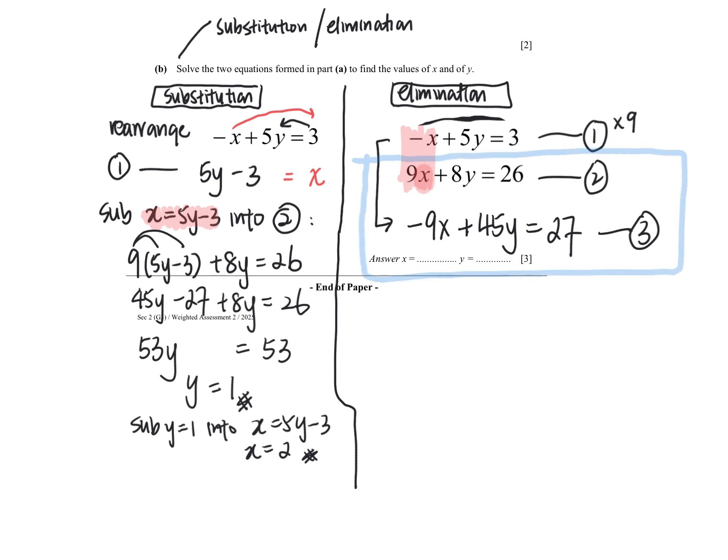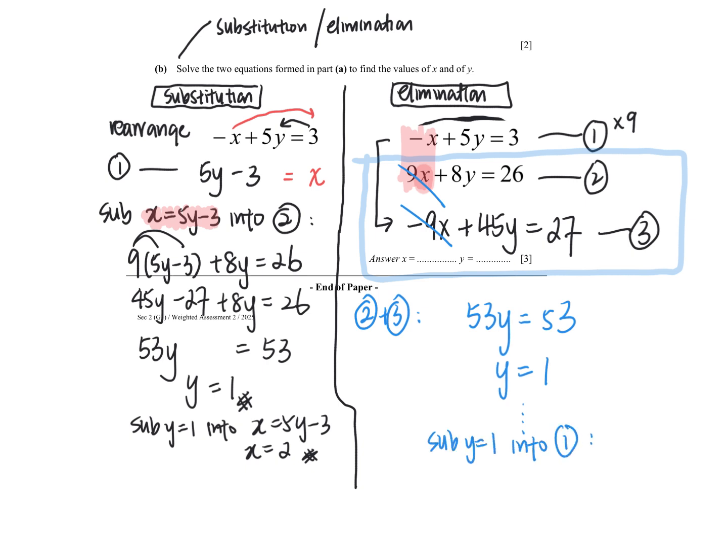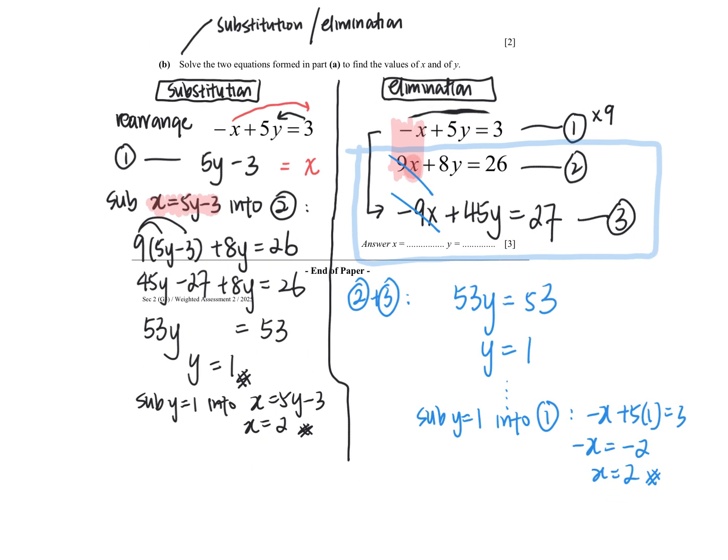Since 9 and negative 9 are opposites, we will add them up. So equation 2 plus 3, if I add them up, this is gone. Then this is 53y equals 53. So y is 1. Then you can solve again. So go ahead and solve for it. So x is 2. Okay, so I'm just showing you both methods. So this is the last one.